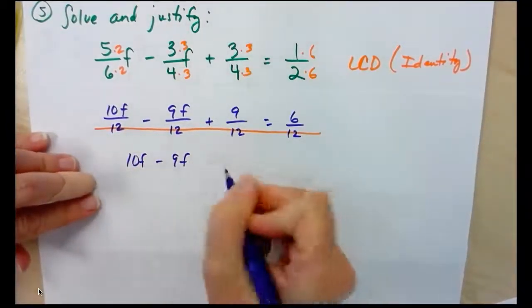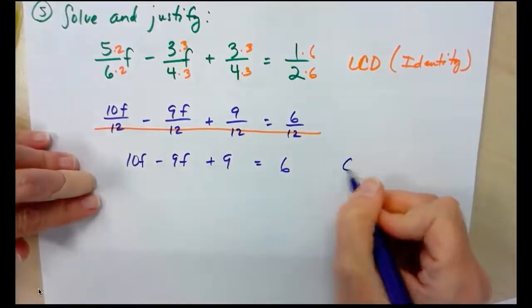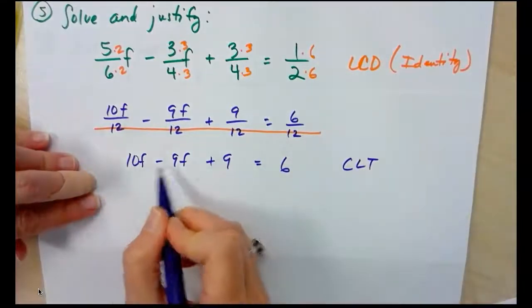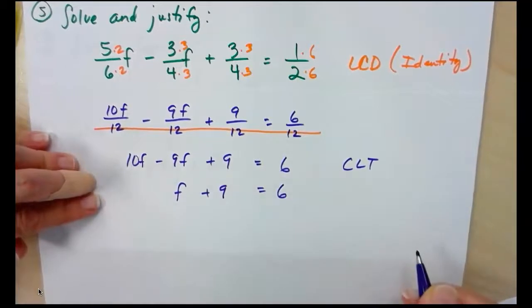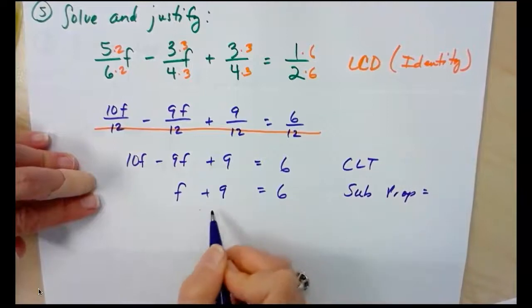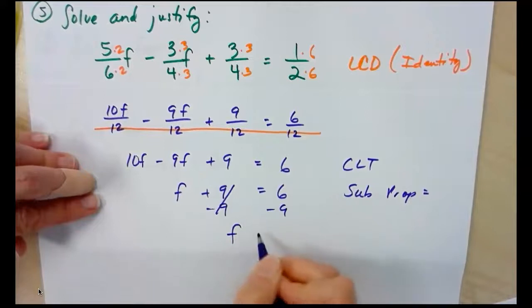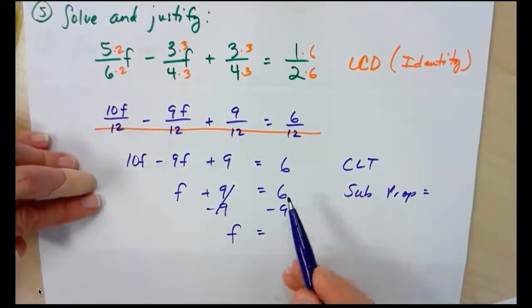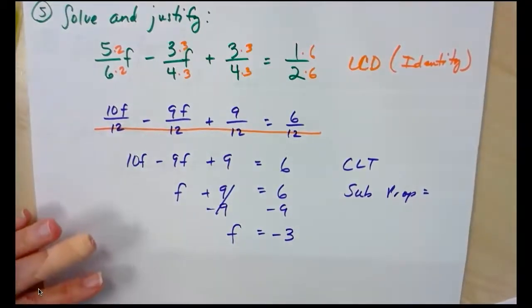10f minus 9f plus 9 equals 6. And so now we are going to combine like terms. 10f minus 9f is 1f. Plus 9 equals 6. Subtraction property of equality next when we minus 9. F is all that remains on the left-hand side. 6 minus 9. You have 6 cookies. You need 9. That means you're 3 short. That's why the answer is -3.